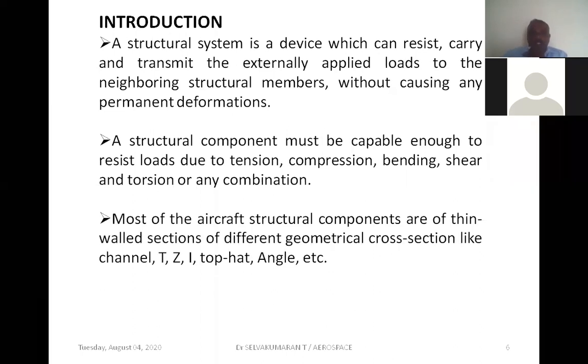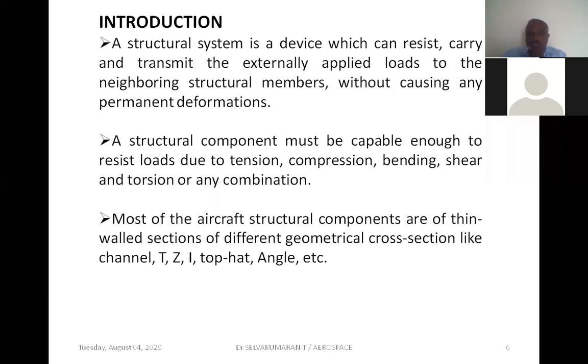So most of the structural components, if you take the aircraft, due to the weight penalty, the aircraft must have a high strength to weight ratio or high stiffness to weight ratio, which results in aircraft structural components having thin walled sections of different geometrical cross sections. The different geometrical cross sections are like a channel, circular, rectangular, square, E section, Z section, I section, top hat section, angle section, and so on.